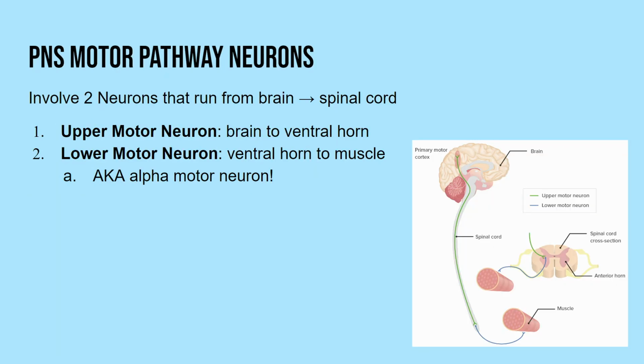Okay, so starting off with motor pathway neurons. Motor pathways involve two neurons that run from the brain to the spinal cord. There's the upper motor neuron, which is the brain to the ventral horn, and then the lower motor neuron is the ventral horn to the muscle. This is also known as the alpha motor neuron when the muscle that it's innervating is skeletal muscle.